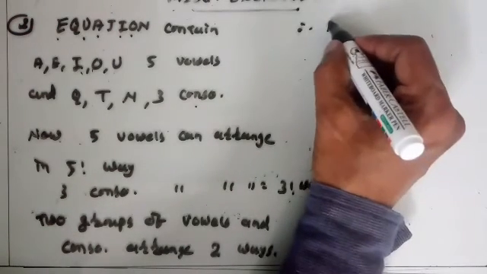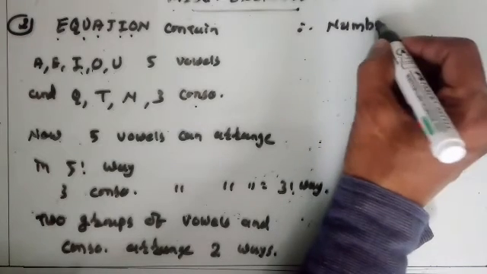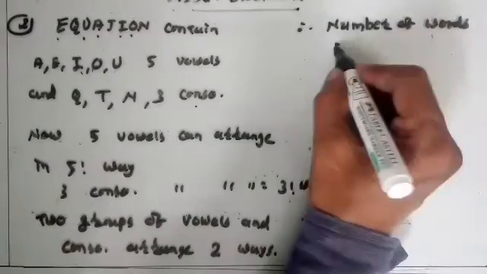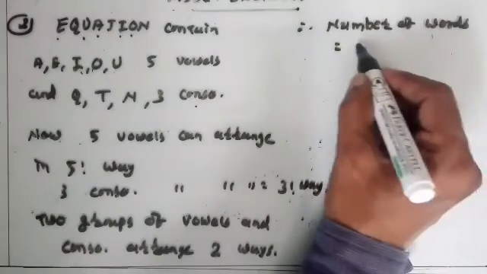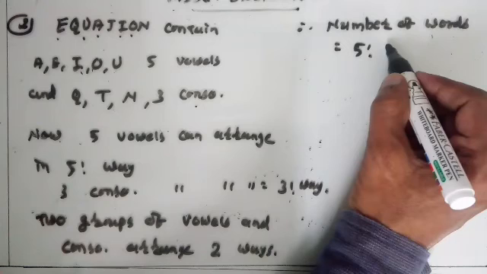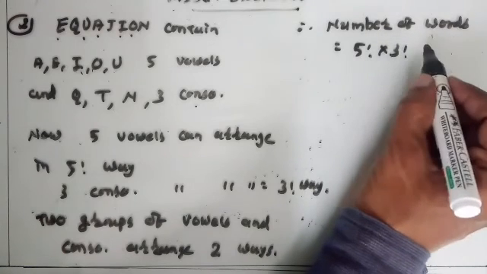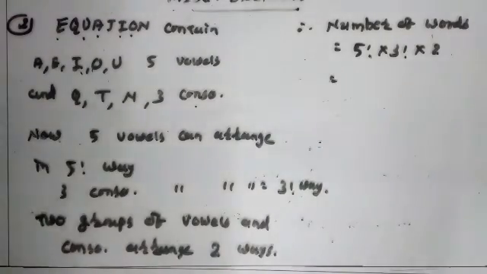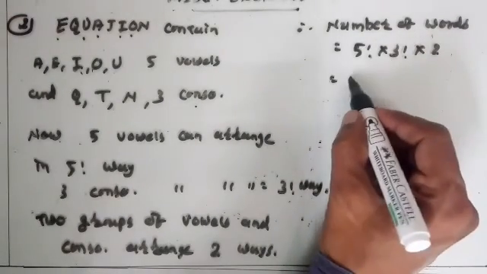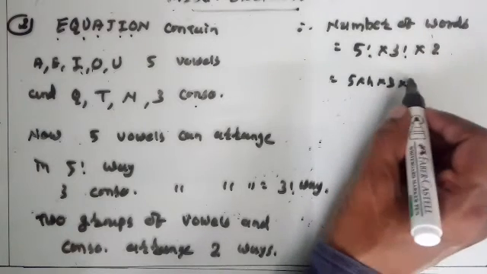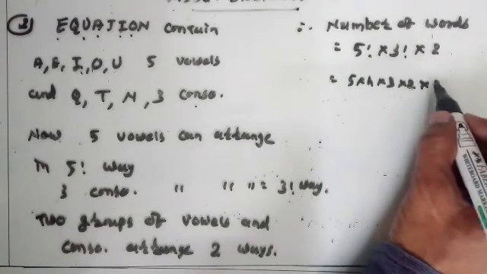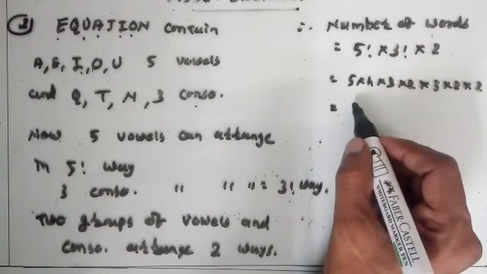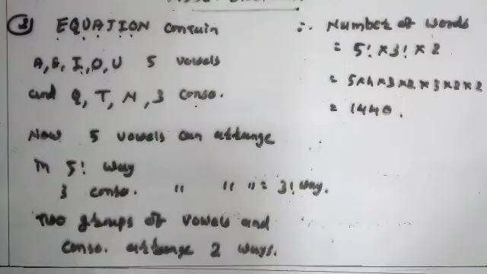Therefore, the total number of words is equal to 5 factorial, first arrange the vowels, into 3 factorial, arrange the consonants, into 2 factorial for the groups, that is 2. So 5 factorial, that is 5 into 4 into 3 into 2 into 1, and 3 factorial, that is 3 into 2 into 1, into 2. So using a calculator we find this number is 1440. Clear?